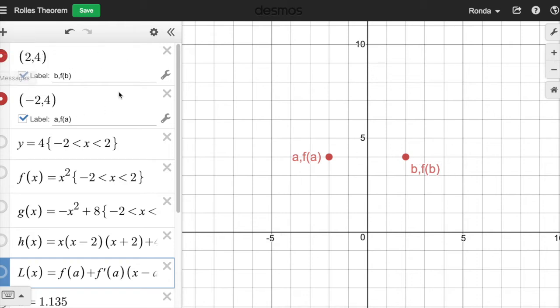Now you can see over here that my points are technically 2, 4 and negative 2, 4, so their y coordinates match. What Rolle's theorem says is that if f of x takes on the same value at 2 different points, at A and B, meaning their y values are the same, then somewhere between these 2 points, the derivative is 0. Graphically, that means if the secant line between x equals A and x equals B is horizontal, then at least one tangent line between A and B is also horizontal.